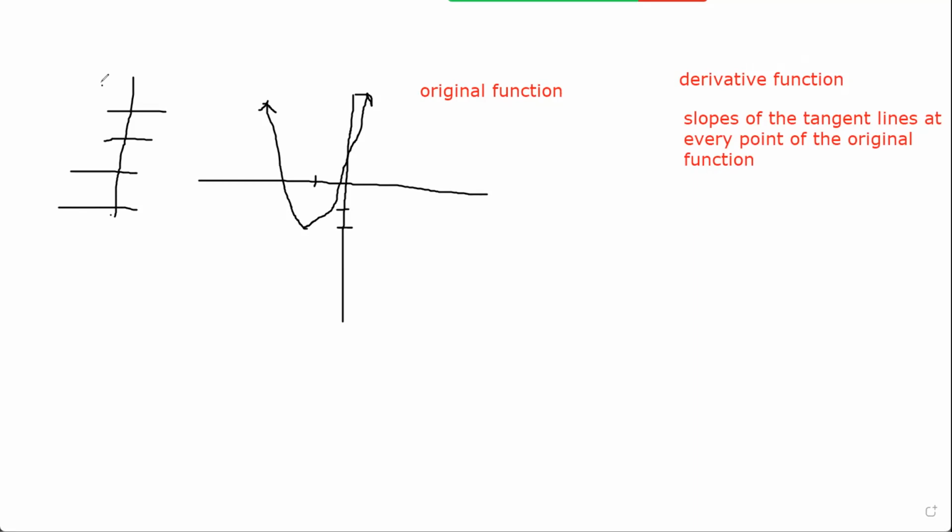Now, we're going to focus on our X's. And we're going to focus on our Y, but Y is going to be the slope of our tangent line, okay? So I'm just going to write it like that.